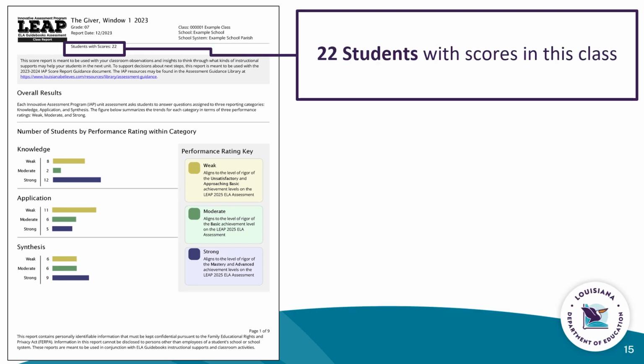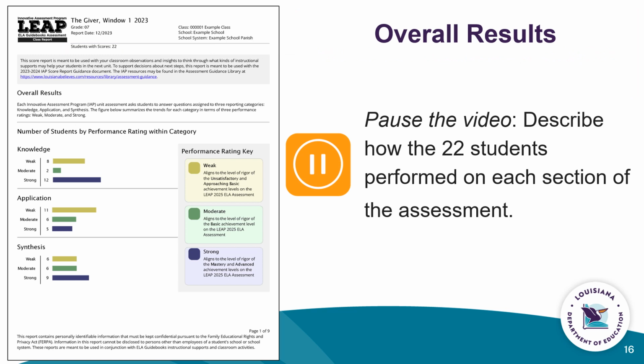On the front page of the report, we can also see that there are 22 students with scores in this class. Later on, we'll learn that there are 2 additional students who did not test, but were included with this class code. Pause the video here and look at how the 22 students performed on the 3 assessment sections. Take some time and describe what you see.